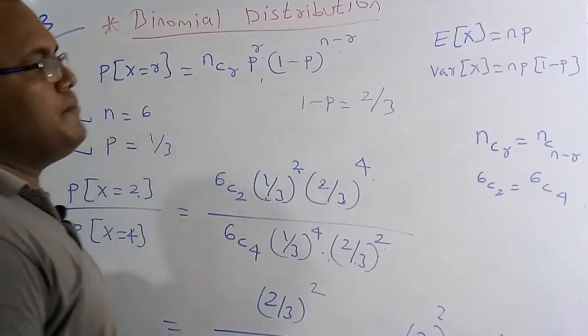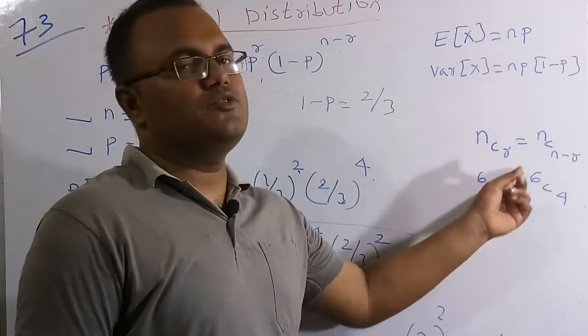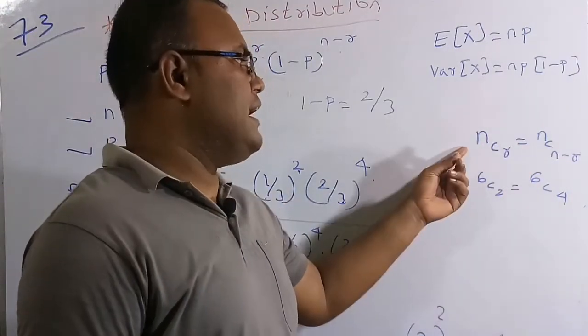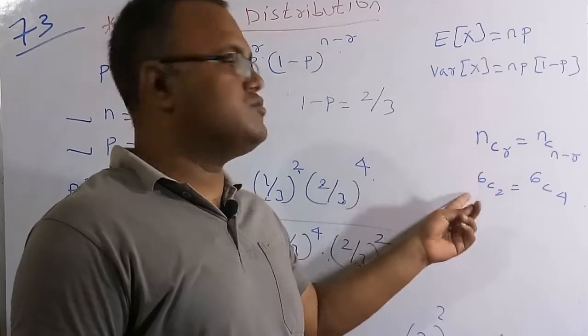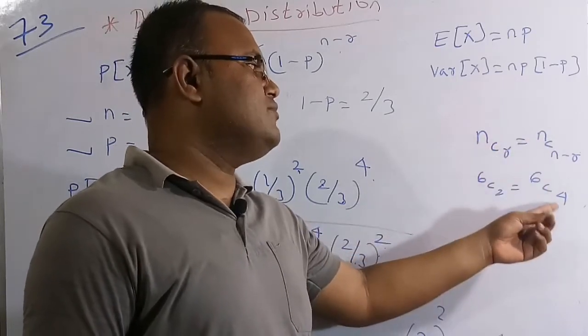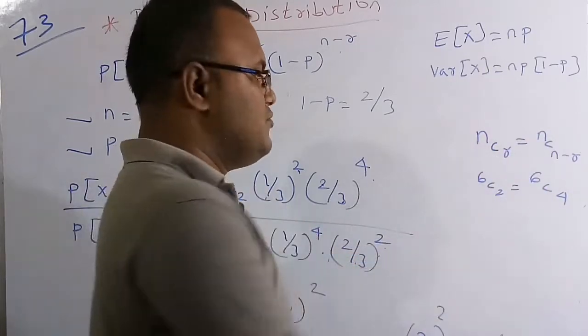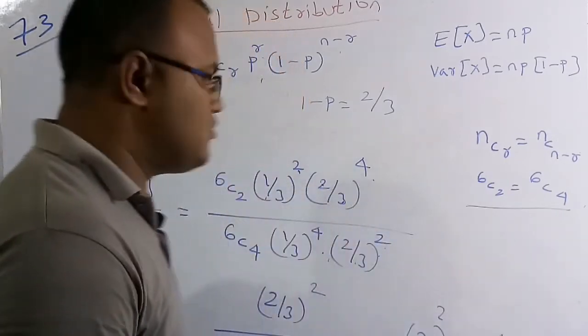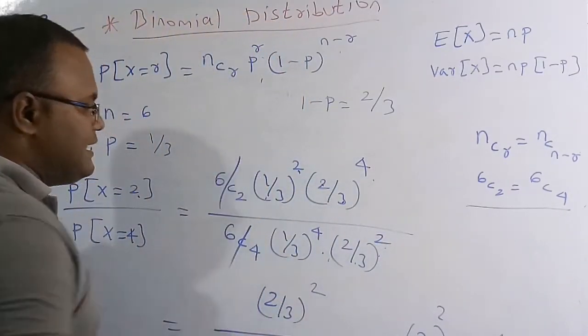So therefore, as the basic formula, nCr is equal to nC(n minus r). Here n is equal to 6 and r is equal to 2. So 6C2 is equal to 6C(6 minus 2), which is 6C4. So therefore 6C2 is equal to 6C4, and these two are going to get cancelled.